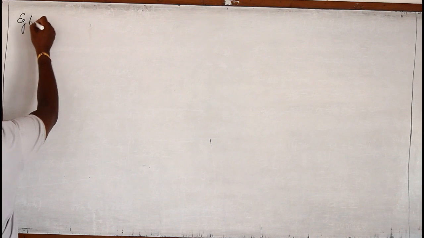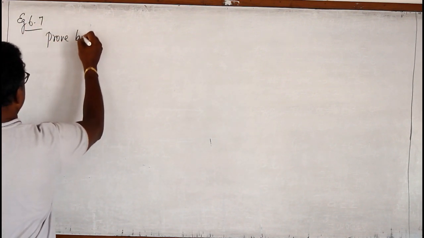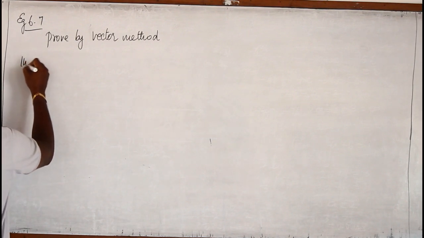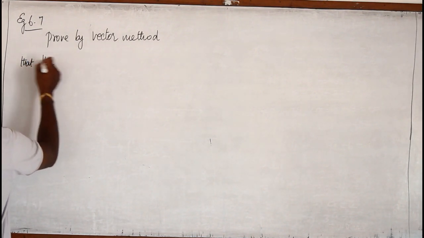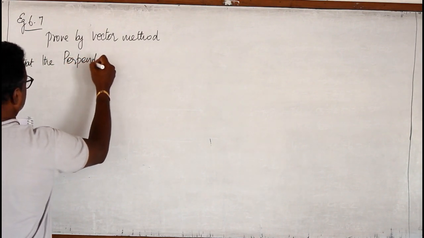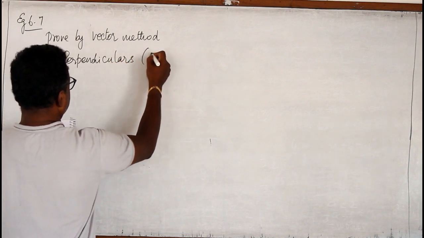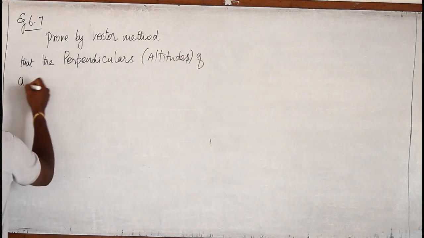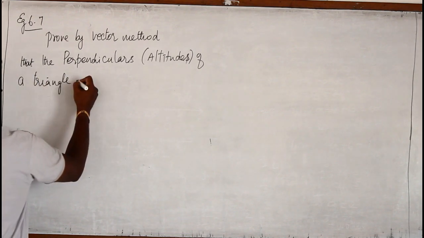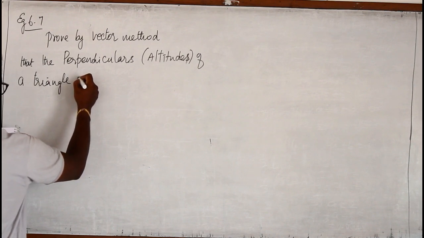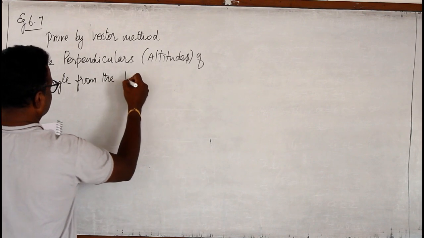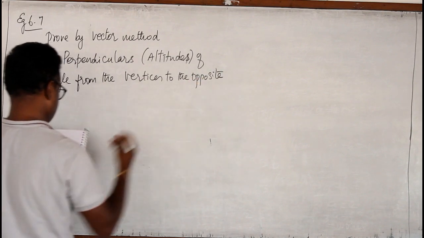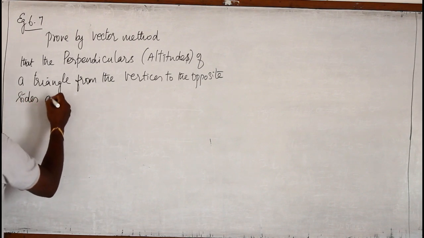Now example 6.7. Prove by vector method that the perpendiculars, altitudes of a triangle from the vertices to the opposite sides are concurrent.